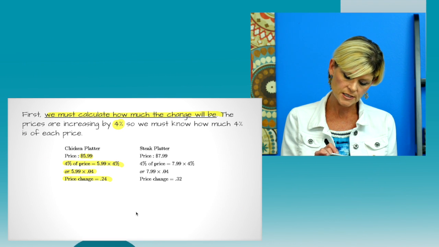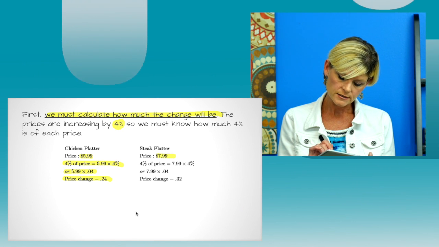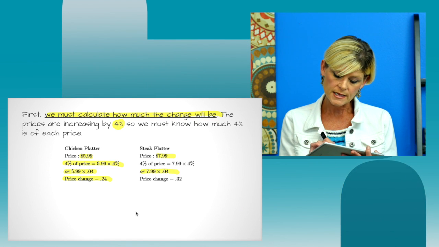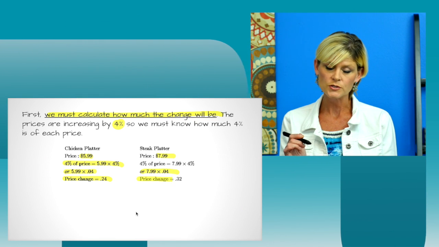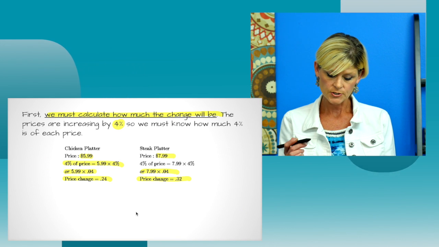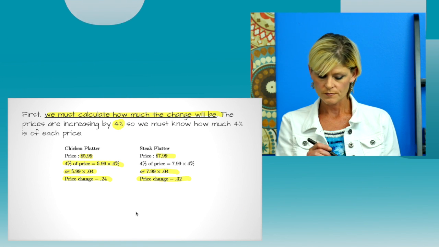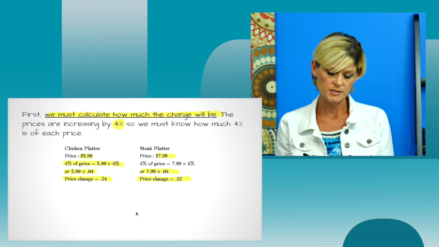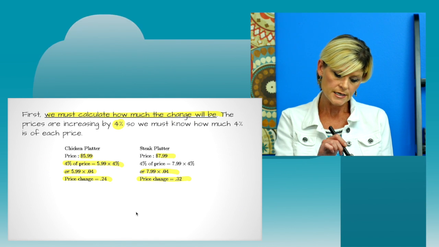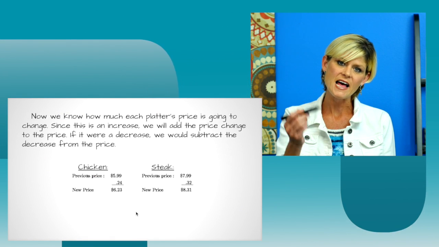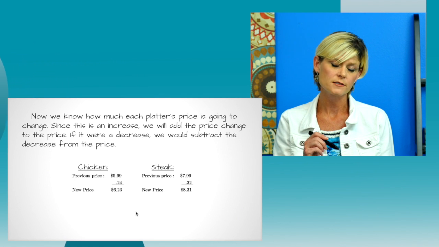With the steak at $7.99 times 0.04, that price change is 32 cents. So 4% of $7.99 is 32 cents. But wait, we're not done. That is just telling us what 4% is of those two platters. Now we have to add that increase to the original price.